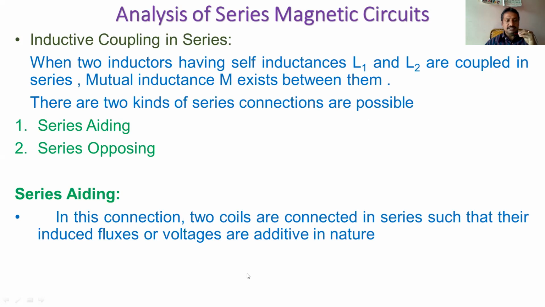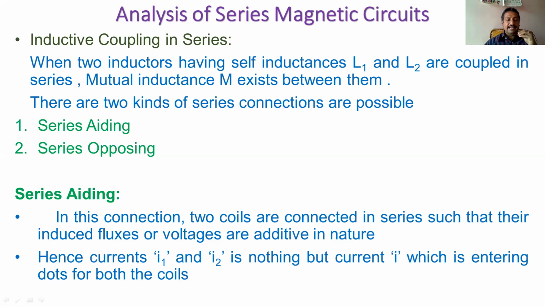Remember, dear students, in this connection two coils are connected in series such that their induced fluxes or voltages are additive in nature. It means the resultant flux is equal to phi 1 plus phi 2. The total flux would be additive in nature. Hence currents I1 and I2 are nothing but current I, which is entering the dots of both coils. Meaning, in series connection the current flowing through the two coils is the same, that same I only.